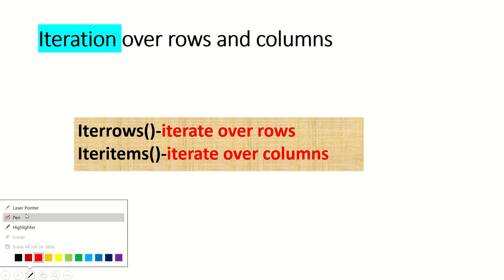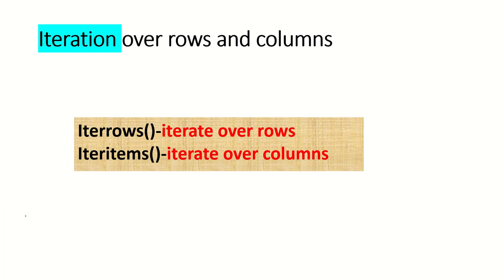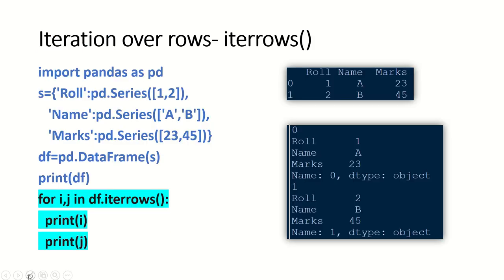Iteration. So iterating over the rows and columns. How can you iterate over the rows and columns? For iterating over the rows, we have the function iterrows, and for iterating over the columns, we have the function iteritems. So these are the two functions that you have to study for. First one is iterating over rows. For iterating over rows, we know the function is iterrows.